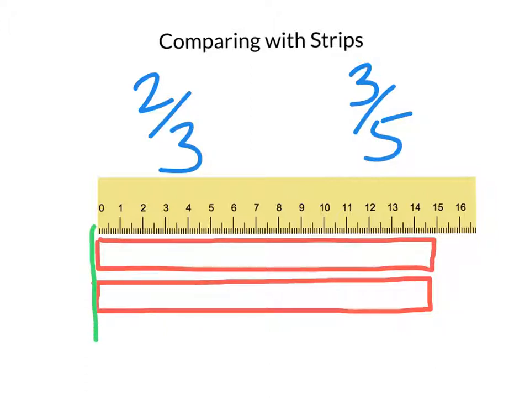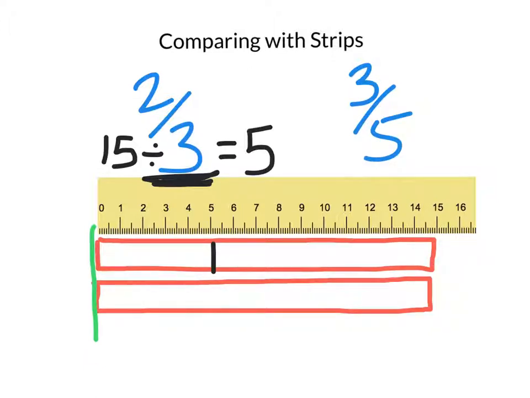Good. Okay. Now that I've drawn my 15 centimeter strips, the next thing is to divide them. I want to divide my first strip into thirds because my fraction is 2/3. So in order to do that, I have to think 15 centimeters divided by 3, my denominator. 15 divided by 3 is 5. So that means I'm going to make a mark every 5 centimeters.